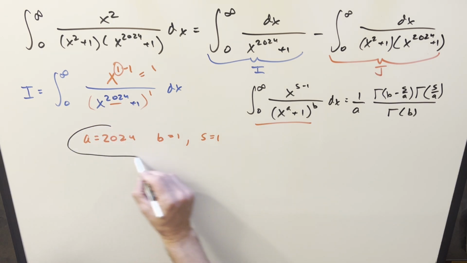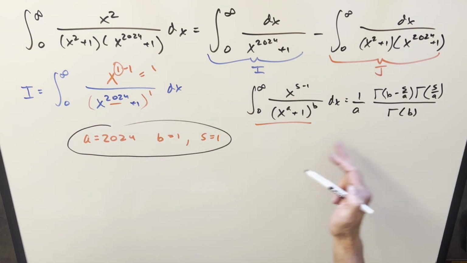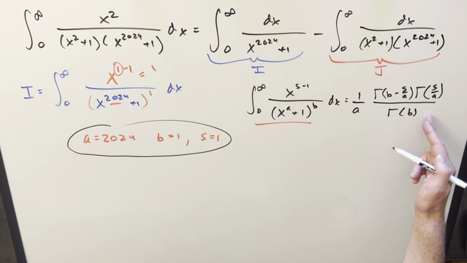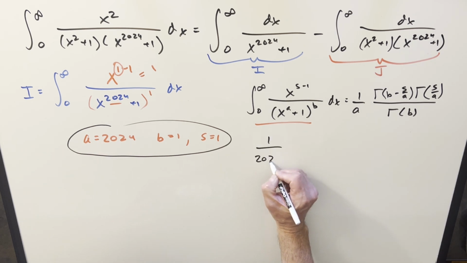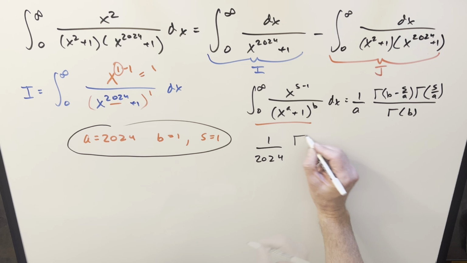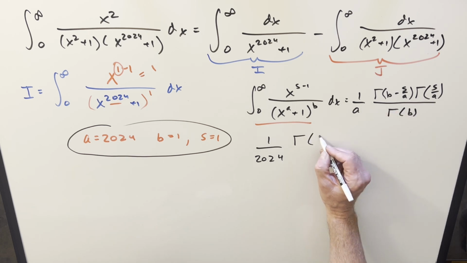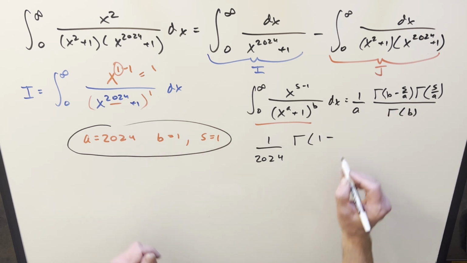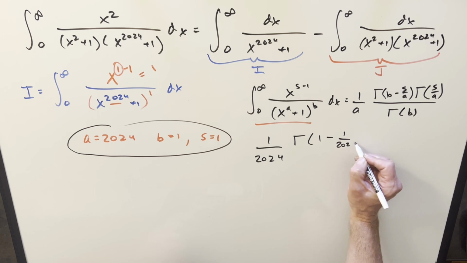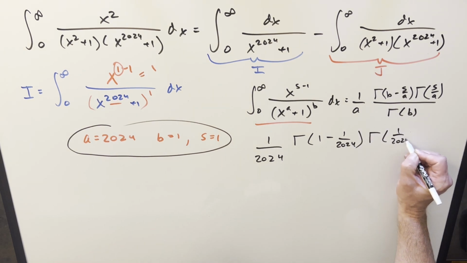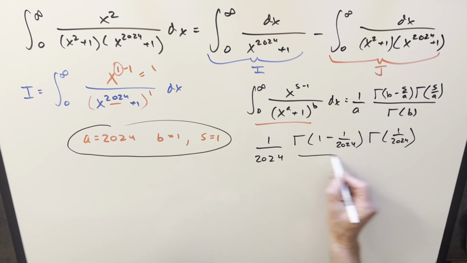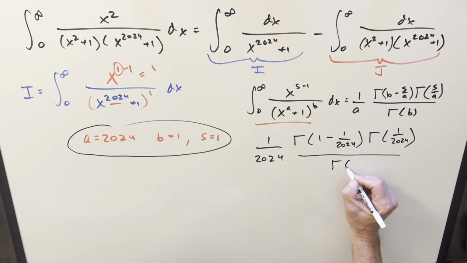And then with all of this stuff here, let's plug it into the formula, and then we'll get a value for this in terms of the gamma function. So first, our a value is 2024, so we have 1 over 2024. Gamma of (b minus s) over a is going to be just gamma of 1 over 2024. And then again, gamma of s over a, 1 over 2024. Then the denominator, gamma of b, just gamma of 1.